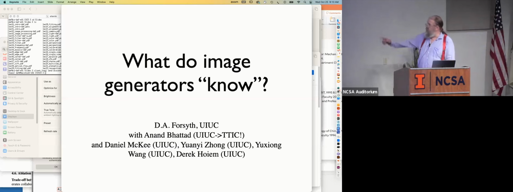I apologize for the fact that if you look very closely, you might be able to see email of me slanging my colleagues or something equally interesting, but that has to do with the whole complicated world of 4x3 and 16:9. I'm going to talk about what image generators know. This is, if you like, a kind of publicity talk for my ex-student Anand Bhattad, who is currently at TTIC. Other contributors are Lana Lazebnik's student Daniel McKee, Yuzhong Wang's student Yuan Yizhong, Yuzhong Wang, and Derek Hoiem.